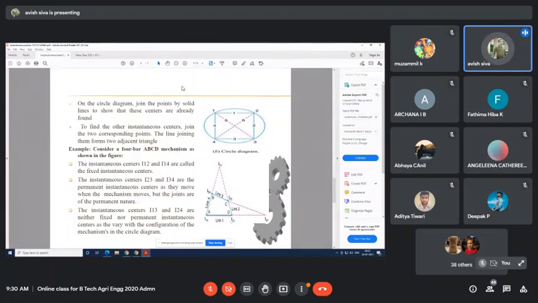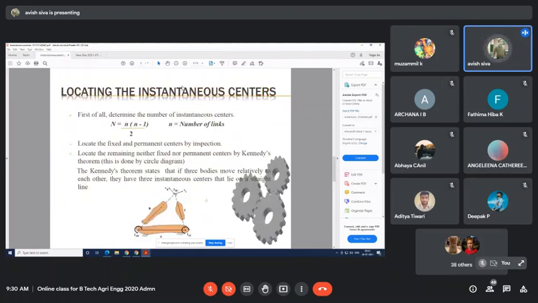In a 4-bar mechanism, the total number of instantaneous centers is? Okay, so this is the equation. Here, in a 4-bar mechanism the number of links is 4. So small n corresponds to the number of links, and capital N corresponds to the number of instantaneous centers.